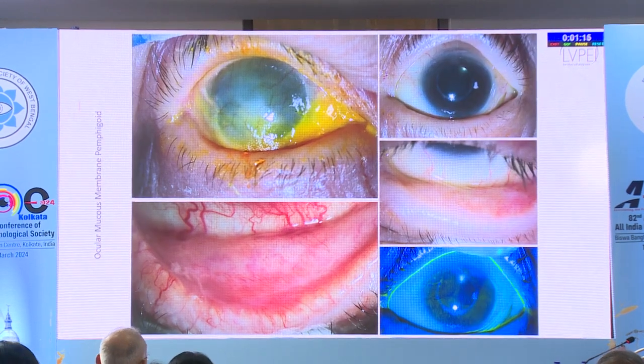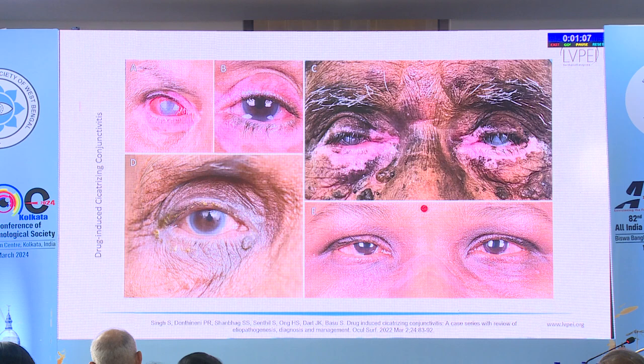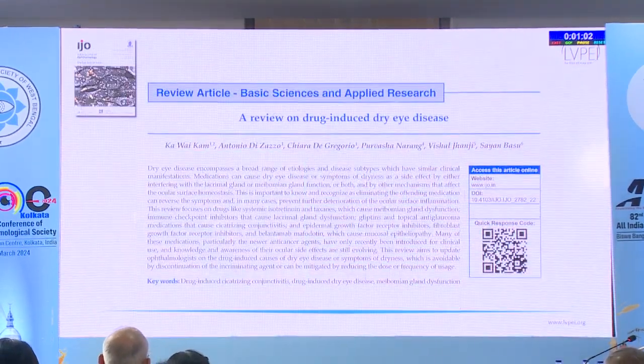It can also be because of mucous membrane pemphigoid, where you need to refer the patient to a cornea specialist and ocular surface specialist, where this requires a very specialized therapy. Dr. Sangwan will talk about it. And it would also be drug induced. This is very common, and often we miss out on this.